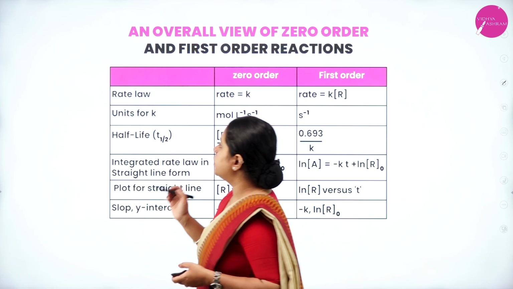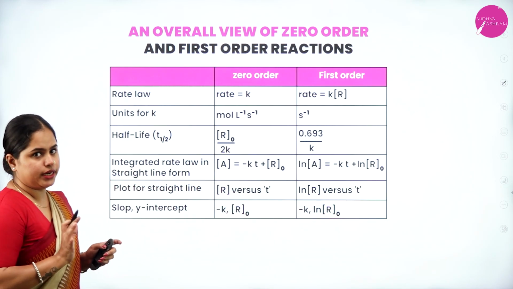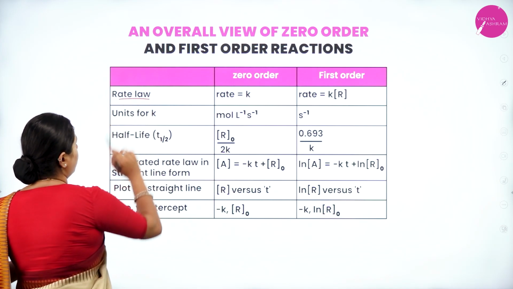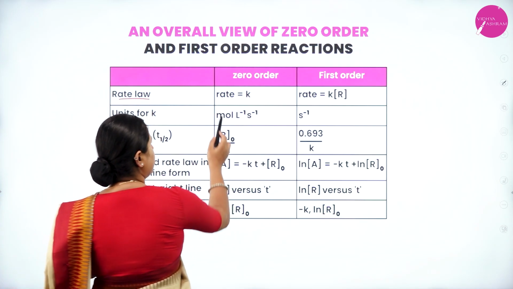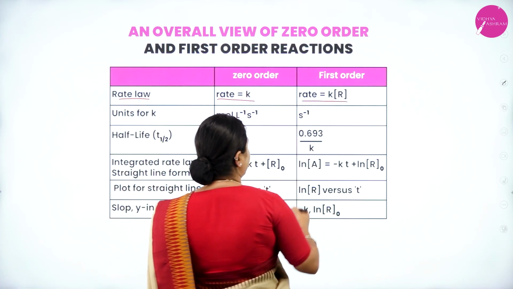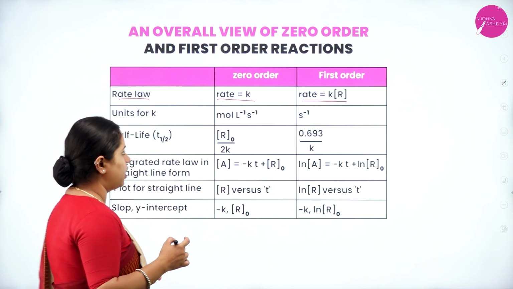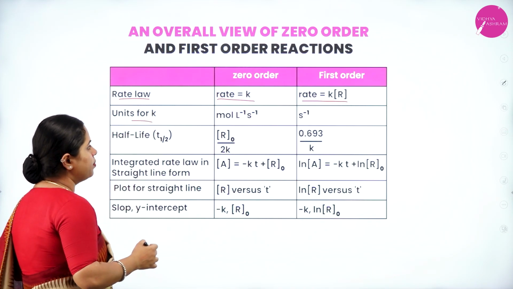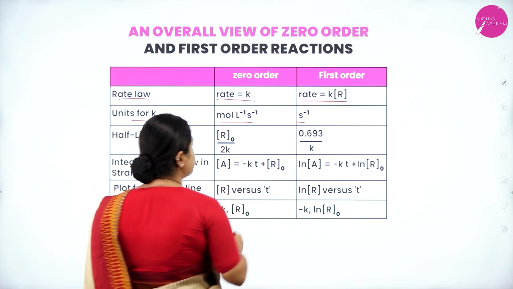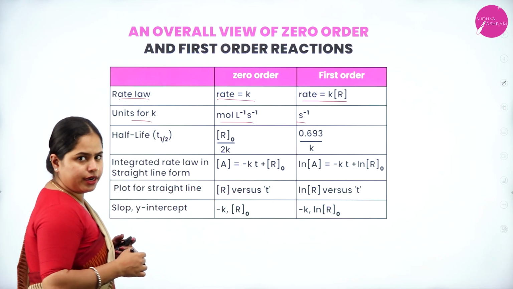Now moving on to the overall things that we have studied till now regarding zero order and first order reactions, right? So the rate law for a zero order reaction: rate will be equal to the rate constant itself. And for first order, rate will be equal to K into molar concentration of R. Now the units for K: for zero order it is mole per liter per second, and for first order it is per second. All this we have already discussed, right?